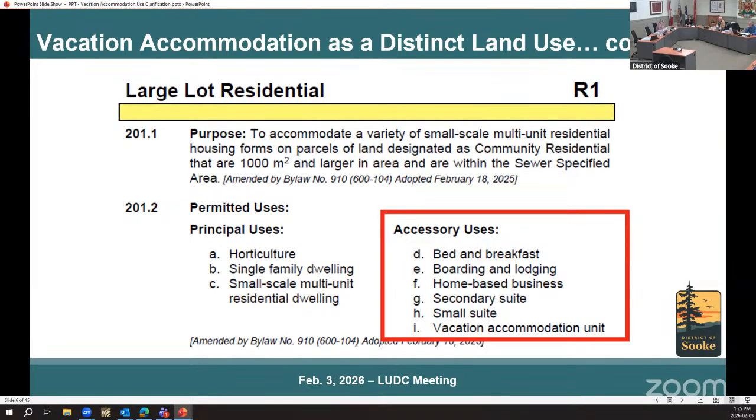This set of permitted accessory uses is consistent generally across small-scale multi-unit residential and rural residential zones. However, unlike the other uses in this list, vacation accommodation does not have a dedicated set of standalone regulations governing how it operates within the zoning bylaw. This has led to some clarity issues for staff and the public in applying the zoning bylaw regulations consistently.